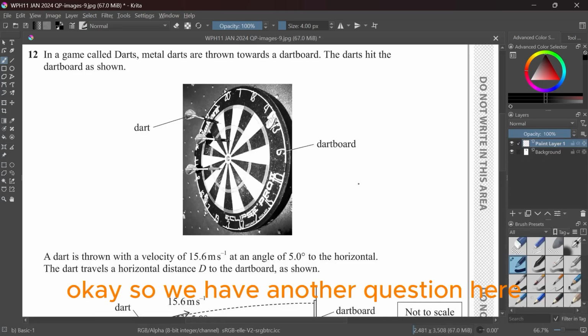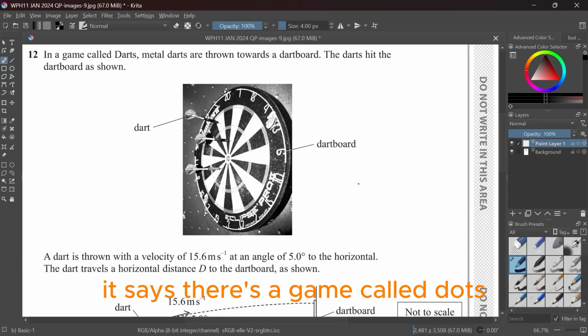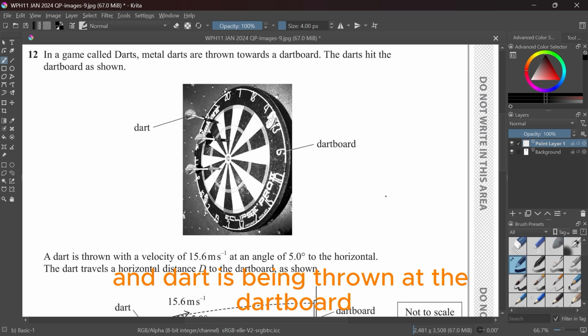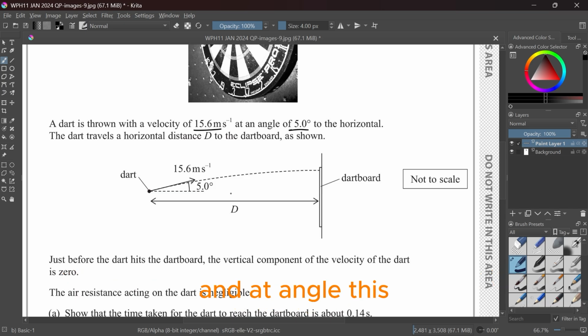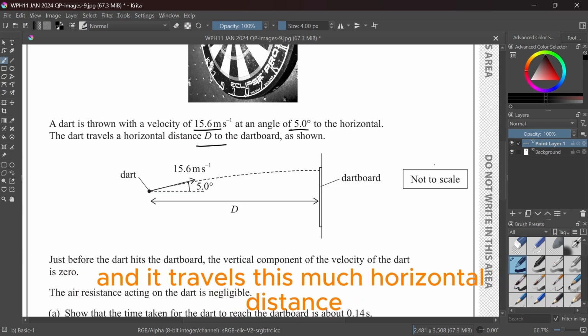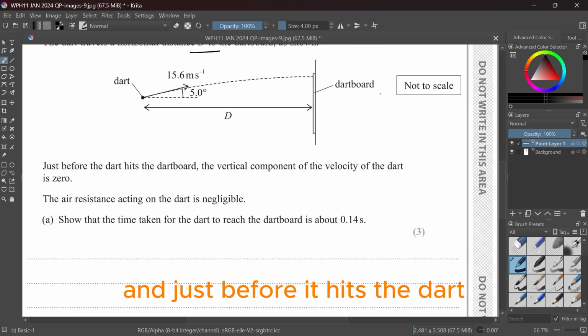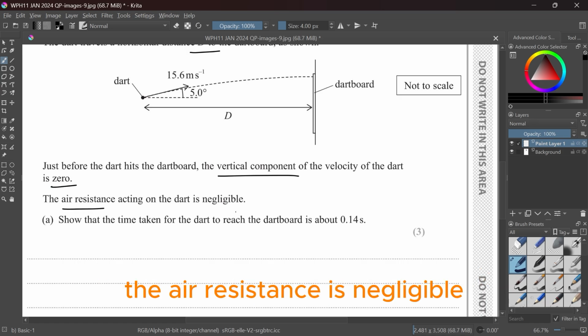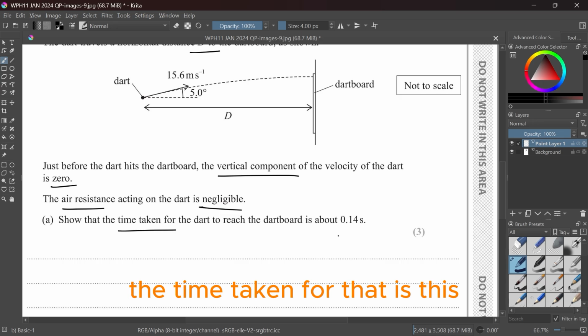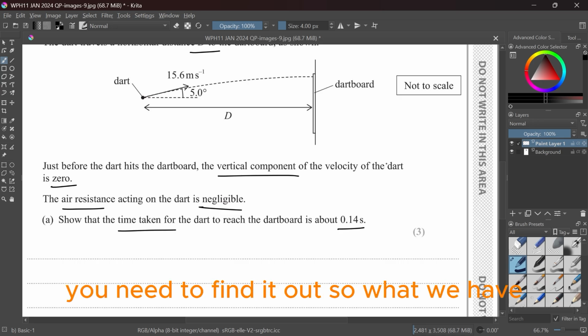Okay, so we have another question here. It says there's a game called darts, and a dart has been thrown at the dartboard, and we can see that it is thrown at this velocity and at this angle, and it travels this much horizontal distance. Just before it hits the dartboard, the vertical component of the final velocity is 0. The air resistance is negligible. The time taken for the dart is this.